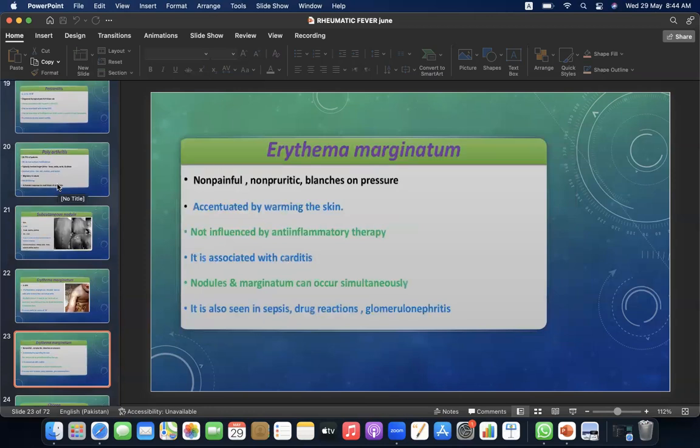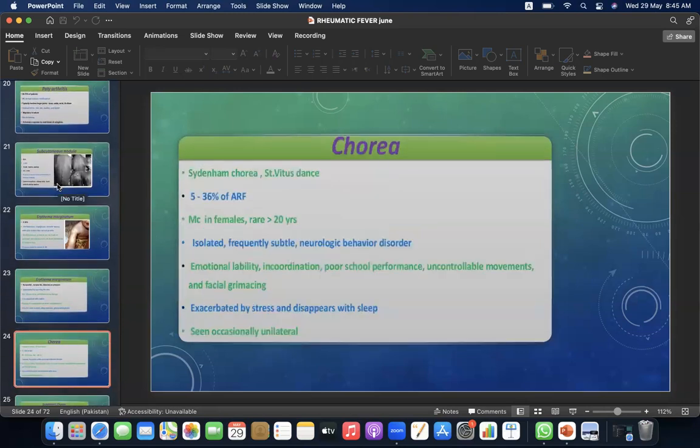Erythema marginatum is non-painful, non-pruritic, blanches on pressure, is accentuated by warming the skin, and is not influenced by anti-inflammatory therapy. It is associated with carditis. Nodules and marginatum can occur simultaneously. It is also seen in sepsis, drug reaction, and glomerulonephritis.